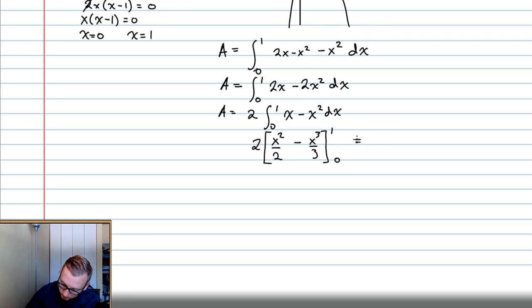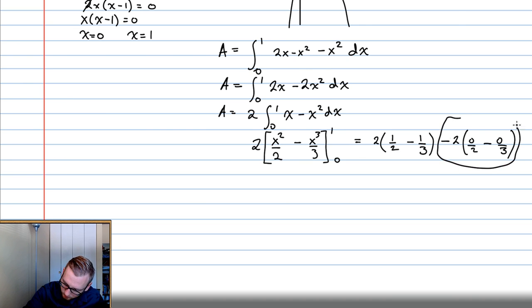Well, we'd plug in a 1 first, so we'd have 2 times 1/2 minus 1/3. And then we'd have minus of 2. We still got to keep our 2 in front. And, well, it's 0 minus 0. Oops, not over 0, over 3. Which means this part here is all 0. So we're left with just 2 times 1/2 minus 1/3.